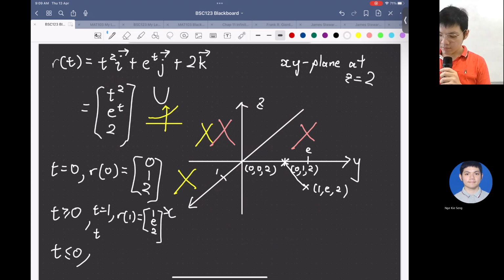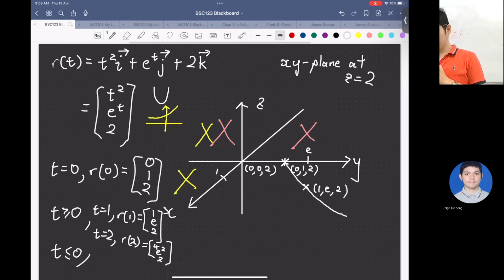So you can see that if you plot more numbers in the y value, what do you get? You get e squared, and generally you get e to the power n. So that's why I deduce that this curve will move like e^t in the y direction. Move like e^t is not formal here, but it moves like that. Up to here, everyone follow?